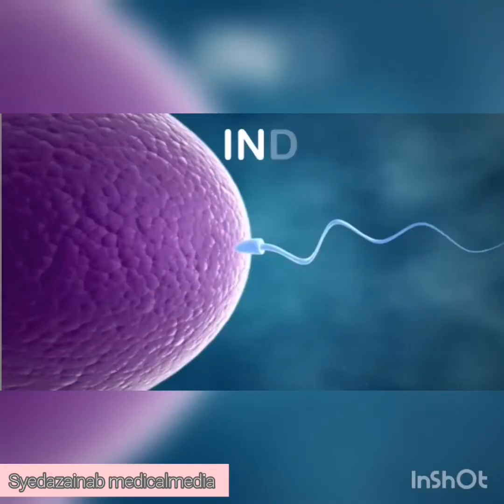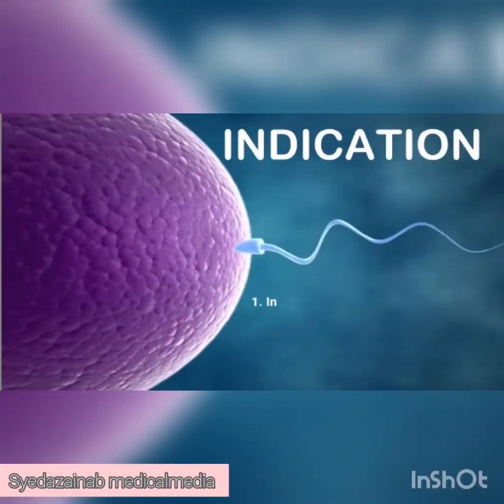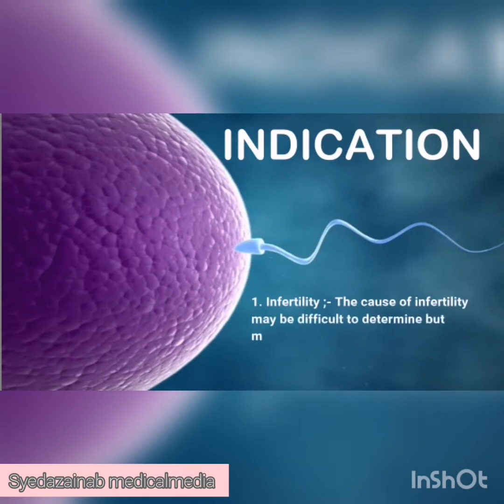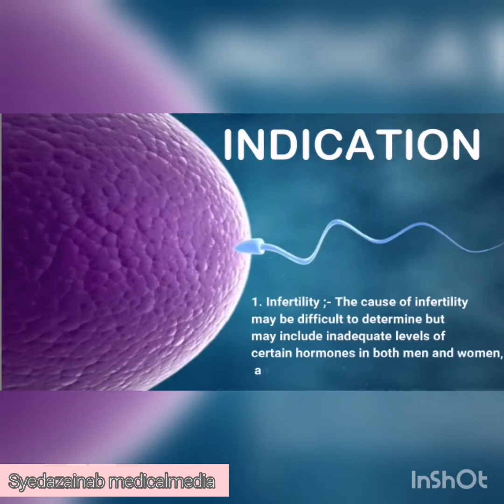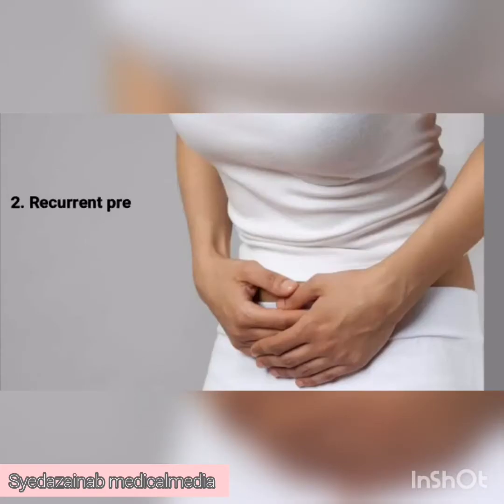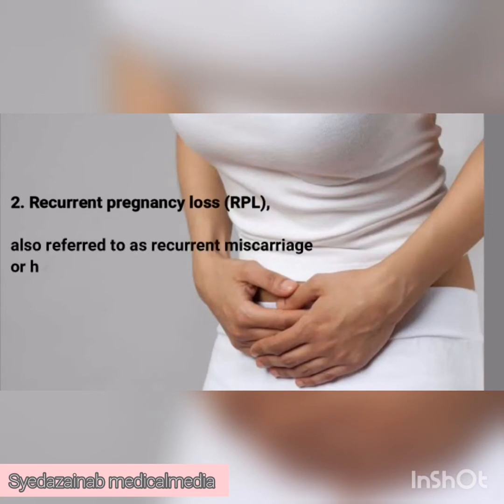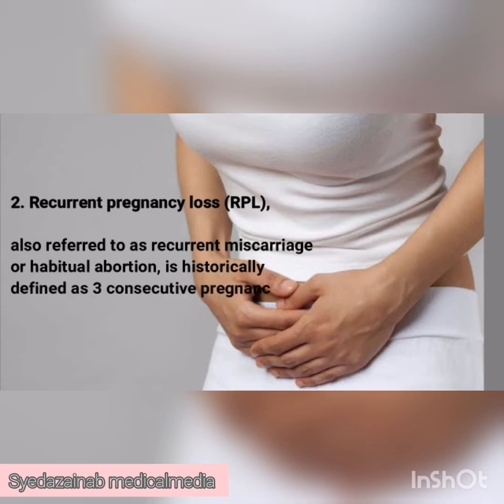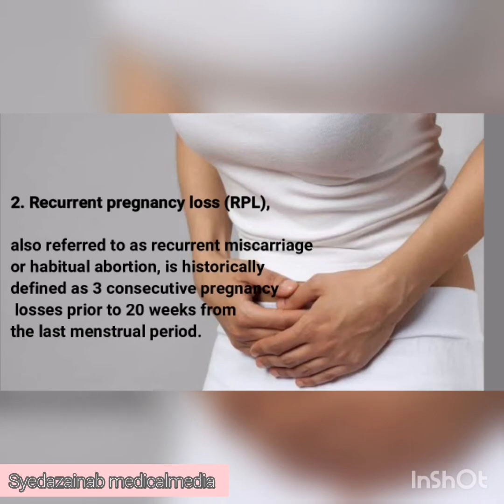Why do we do this procedure? That is the indication. First is infertility. The cause of infertility may be difficult to determine but may include inadequate levels of certain hormones in both men and women, and trouble with ovulation in women. Second is recurrent pregnancy loss, RPL, also referred to as recurrent miscarriage or habitual abortion, which is historically defined as 3 consecutive pregnancy losses prior to 20 weeks from the last menstrual period.